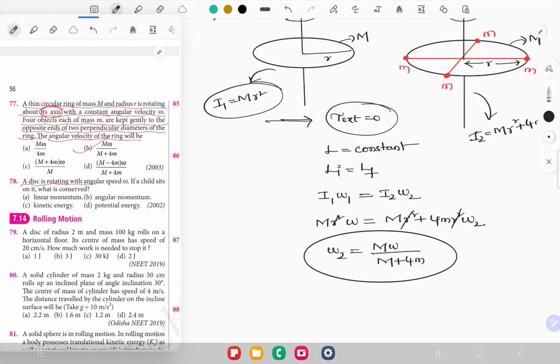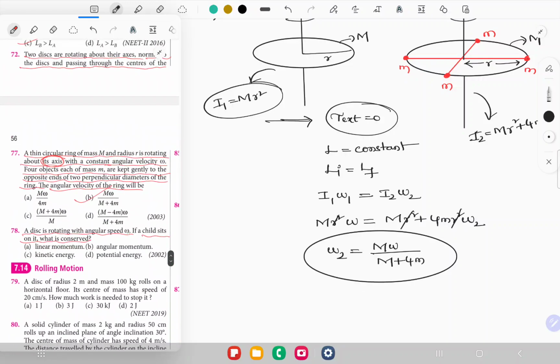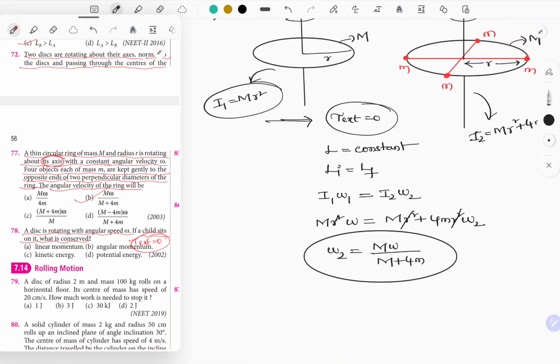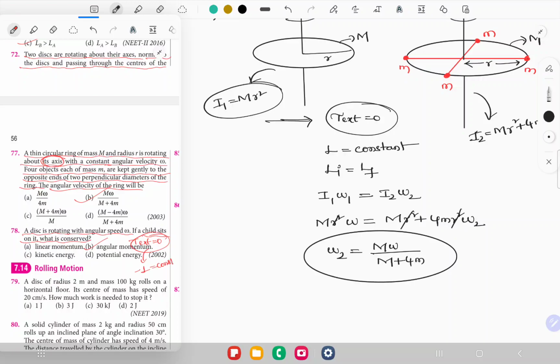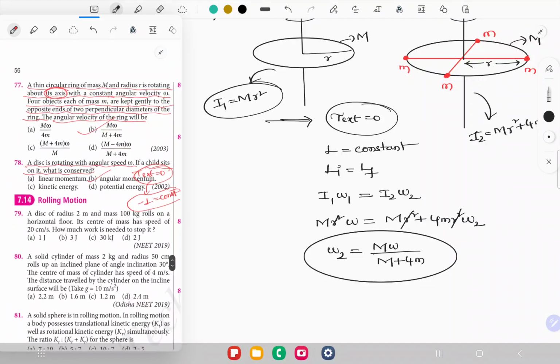Let's move on to the next question. A disk is rotating with an angular speed omega. If a child sits on it, what is conserved? Again, net torque acting on the system. The child is made to sit on the disk. He is not applying any rotational force. That's the reason angular momentum is going to be constant, because external torque tau is 0, right? So angular momentum is equal to constant. Hope you understood. So angular momentum of the system is constant.